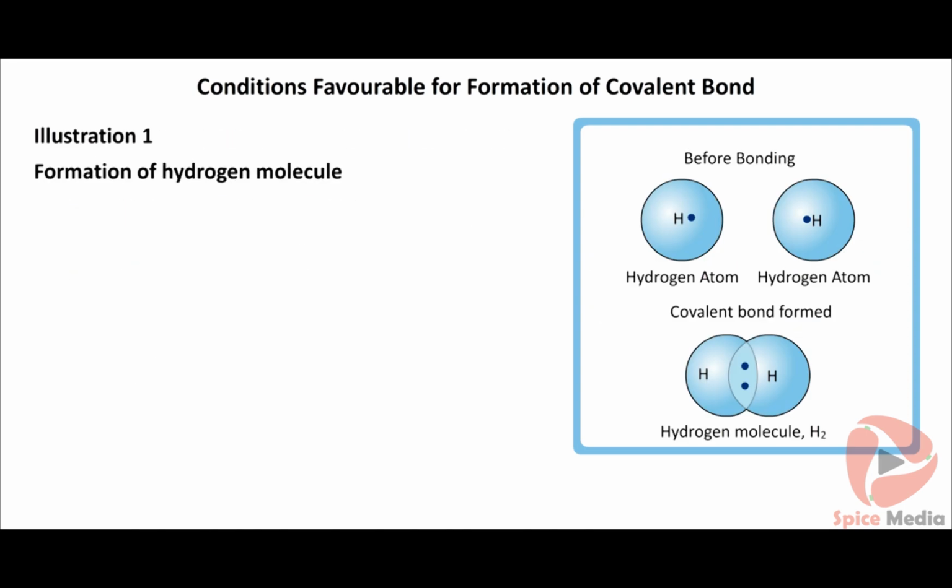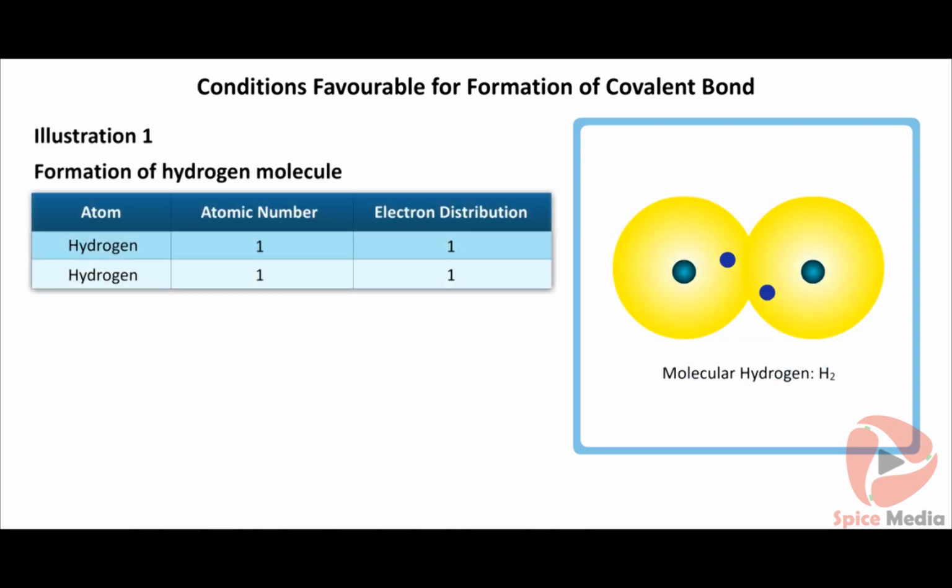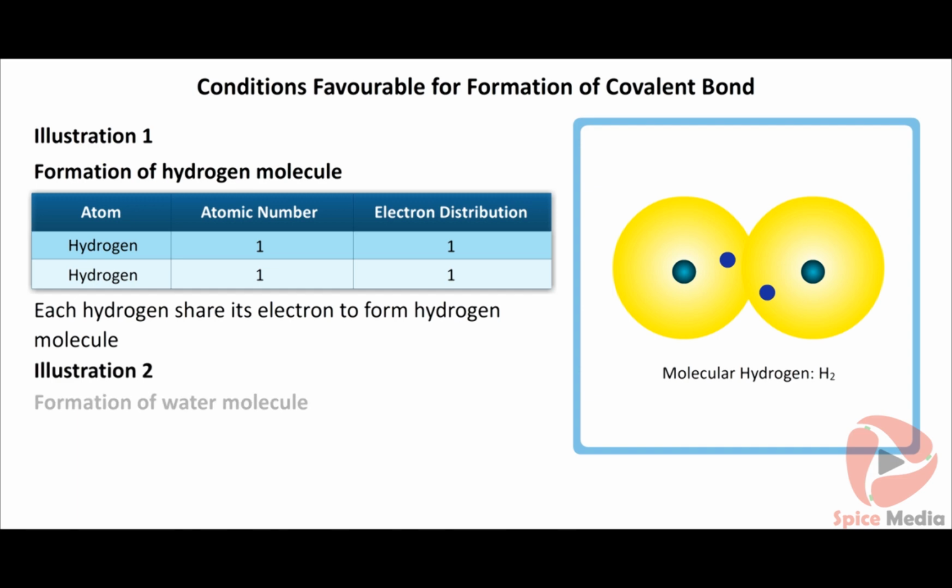Illustration 1. Formation of hydrogen molecule. Hydrogen, atomic number 1, electron distribution 1. Hydrogen molecule is made up of 2 hydrogen atoms. Each hydrogen atom has 1 valence electron. Each hydrogen atom contributes an electron to the shared pair and both the atoms attain stable electronic configuration. Illustration 2. Formation of water molecule.